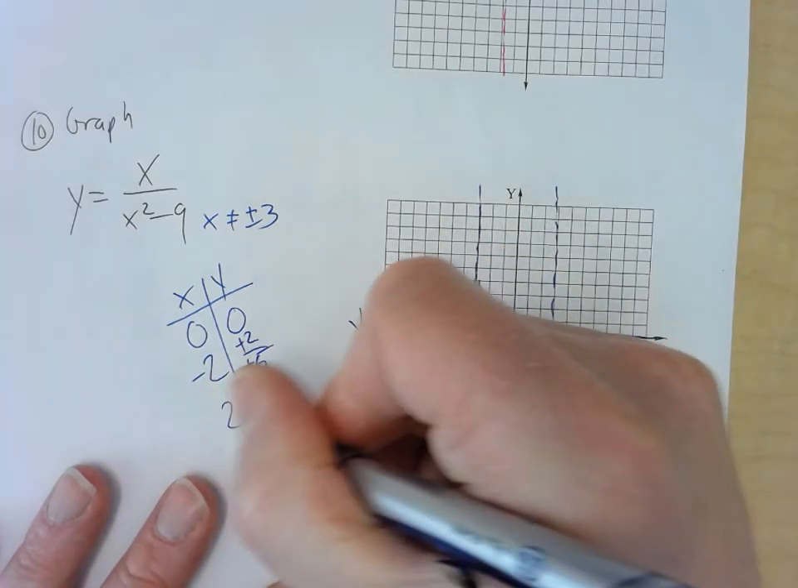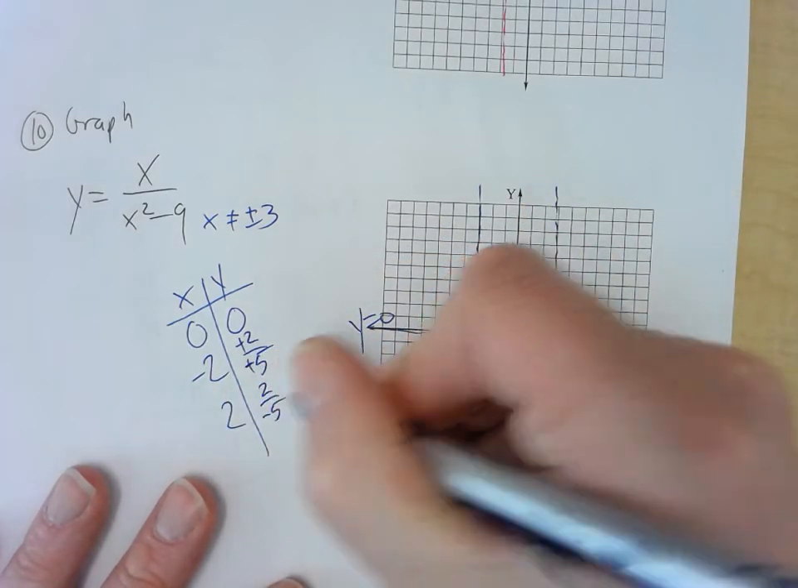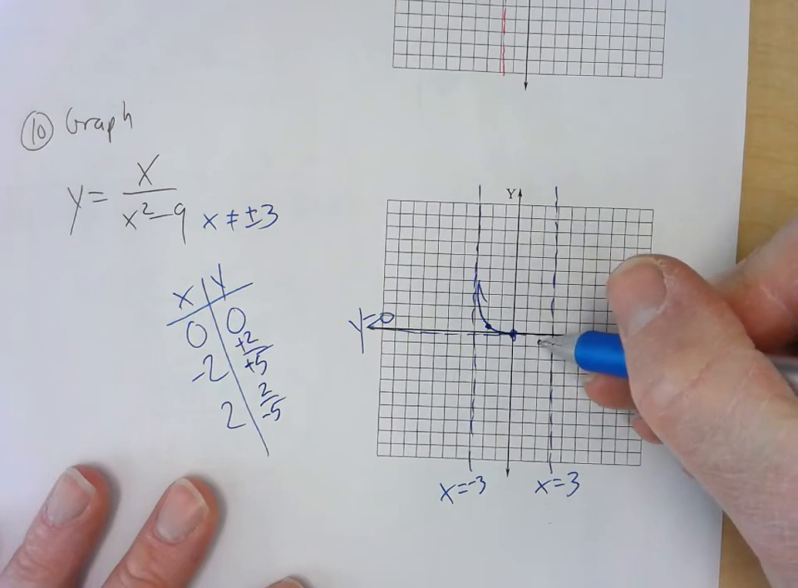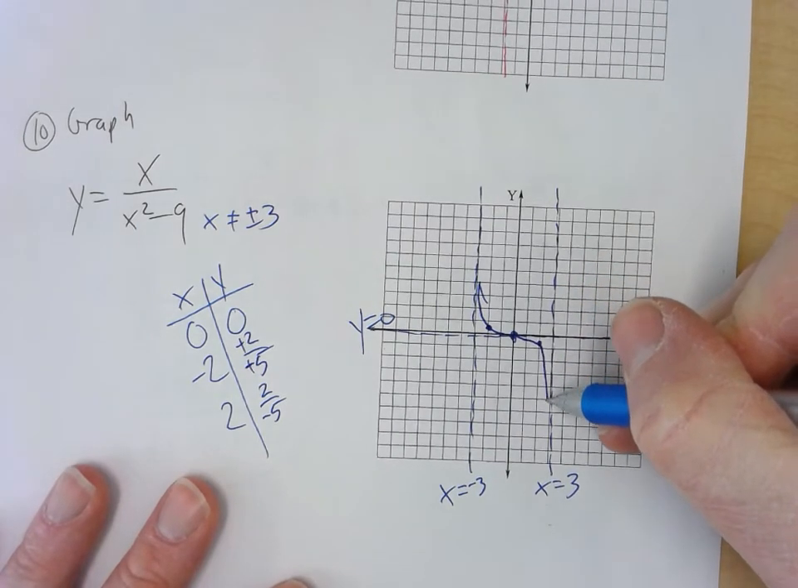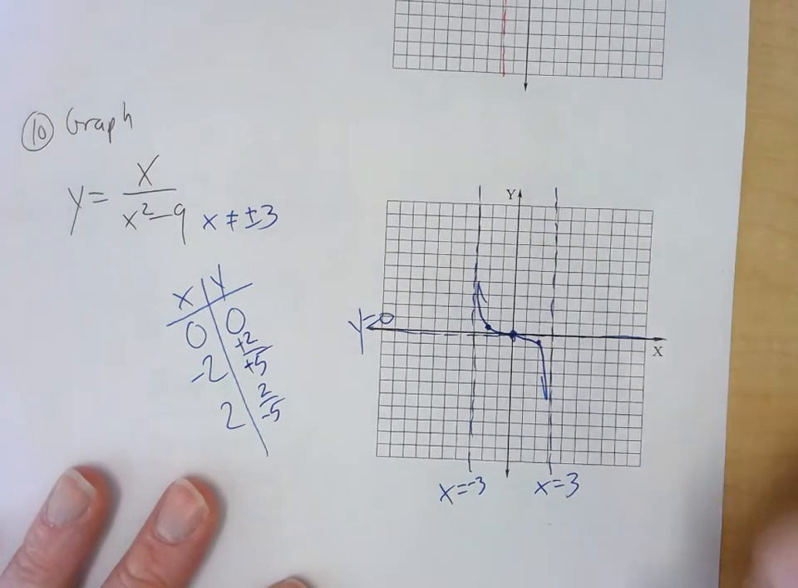And then +2 would be 2 on the top and -5 on the bottom. So then it's 2 and then right there. So it curves like this. So this is one of those with an S shape through the center.